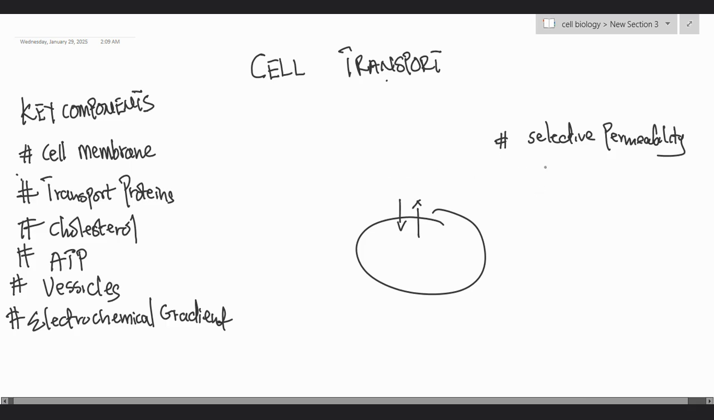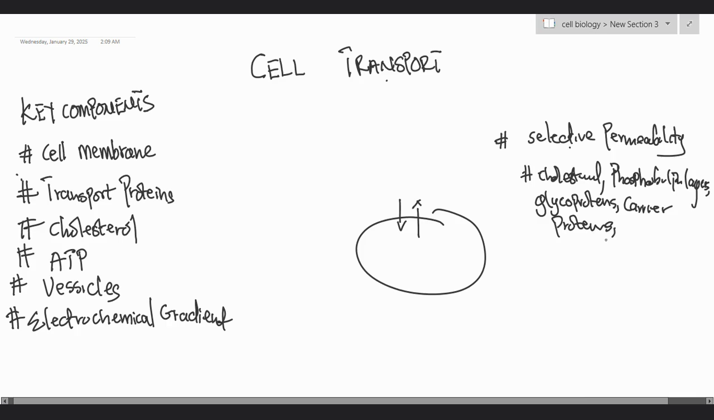The cell membrane consists of cholesterol, phospholipid layers, glycoproteins, and sometimes carrier proteins, etc. So these structures allow the cell membrane to be selectively permeable.